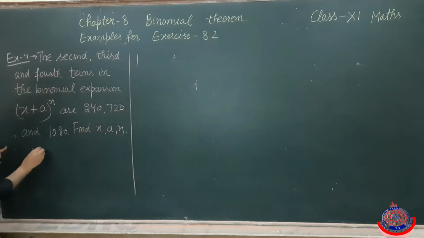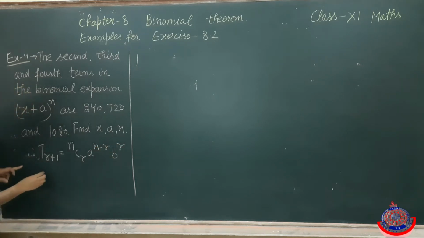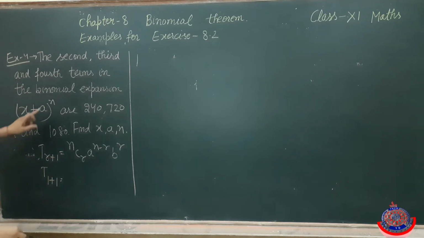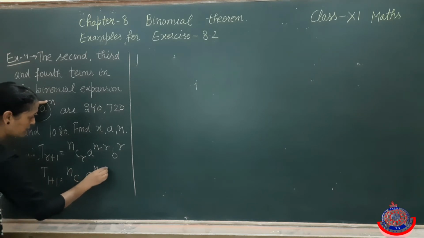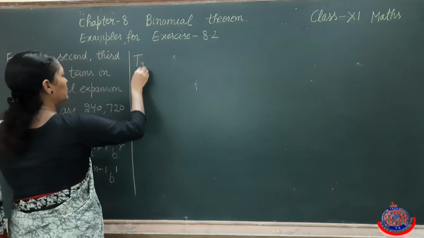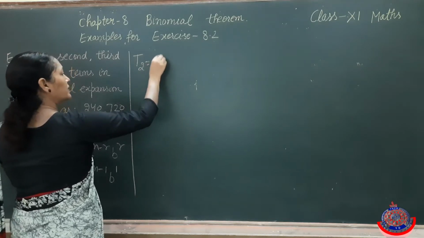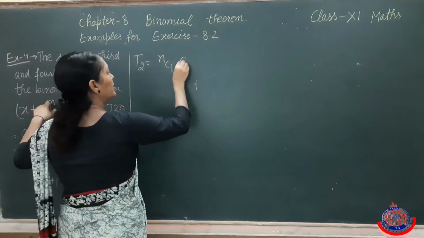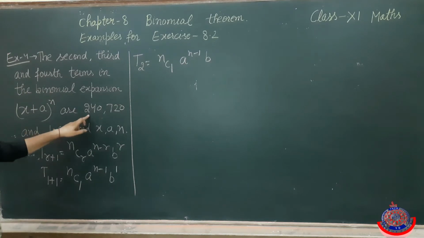If you write the general term, second term means r is taken as 1. n is not given. nC1, a^(n-1), b^1. So we have obtained the second term as nC1 a^(n-1) b. And the second term they have given us is equal to 240.